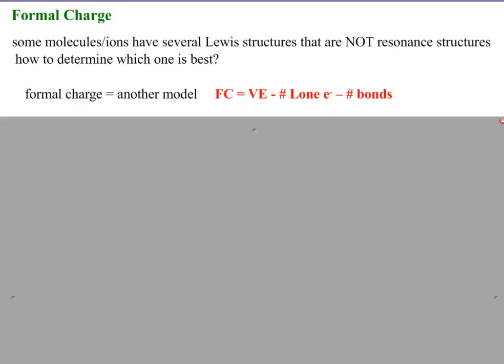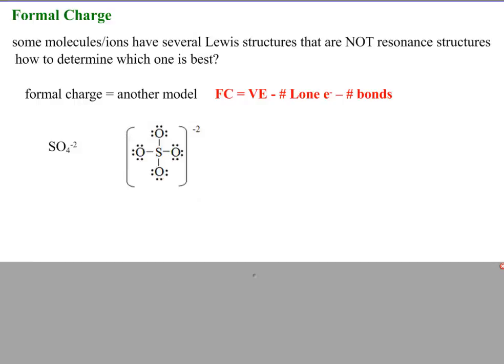And the formula that we use to determine formal charge is: the formal charge is equal to the valence electrons of an atom, that's VE, minus the number of lone or unbonded electrons, then minus the number of bonds. So let's take a look at an ion and see how we can figure out the formal charge of each of the atoms in it. So we look at sulfate. So we're going to do this formal charge for the sulfur and this formal charge for oxygen. Each of the 4 oxygens in this ion is identical, so we really only have to do 2. So for sulfur, formal charge, the valence electrons for sulfur is 6 minus the number of lone electrons.